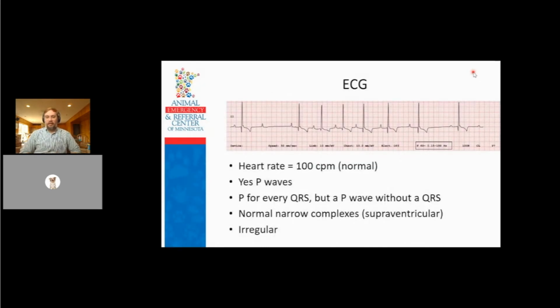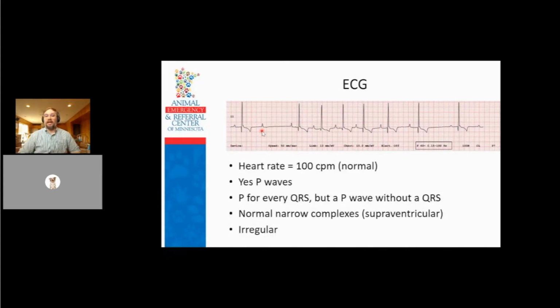All right, let's do this one. Again, first thing is always heart rate, normal at 100. There are P waves, but we see a P wave here that doesn't have a QRS complex. All the complexes are narrow and normal, and the rhythm's irregular. So putting that together, we have sinus rhythm. That's a little bit irregular, so sinus arrhythmia with one P wave without a QRS.